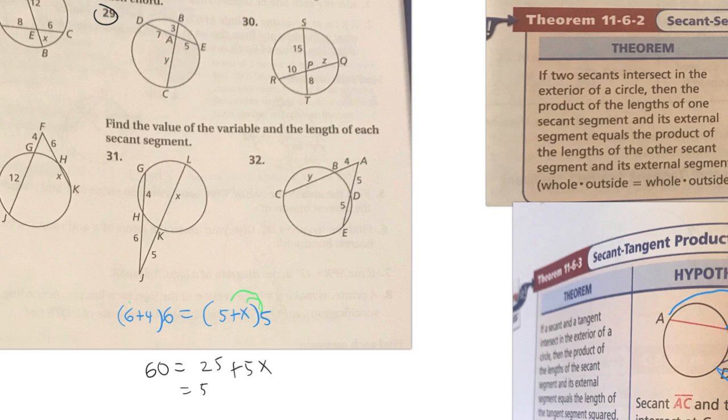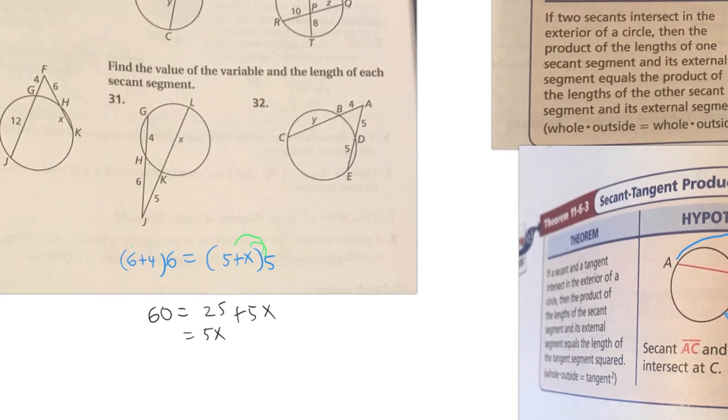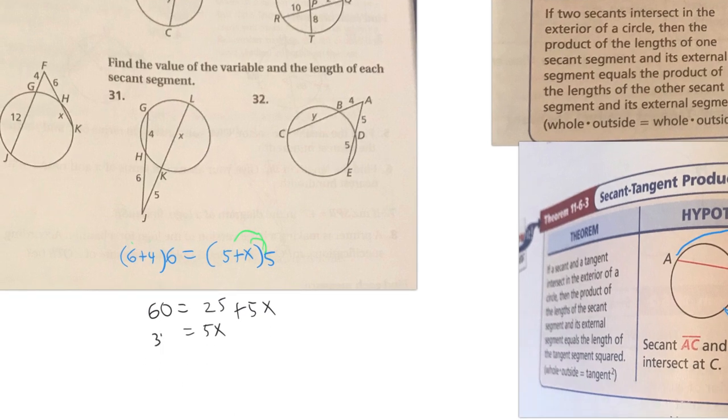Subtracting 25 from both sides would give us, I guess, 35, right? And then dividing both sides by 5 would give us 7. So x equals 7. They don't just want the variable, though. They want the length of each secant segment. So clearly the entire length of this one is 10, and the entire length of this one would be 5 plus 7, which is 12. Okay, so that's that one.